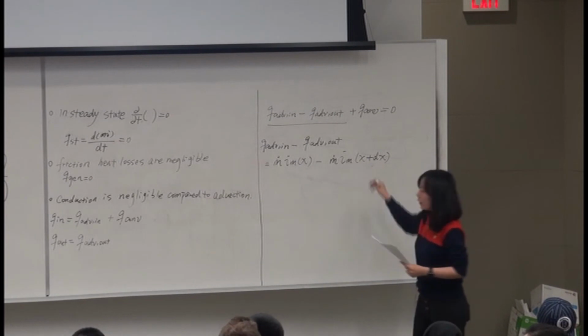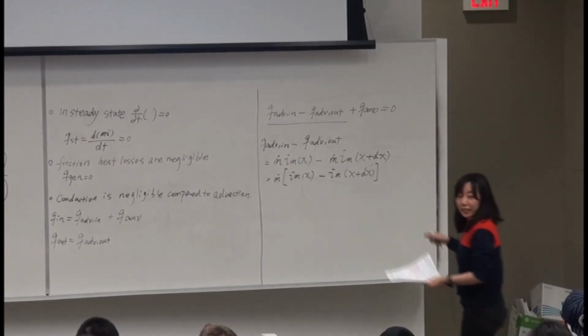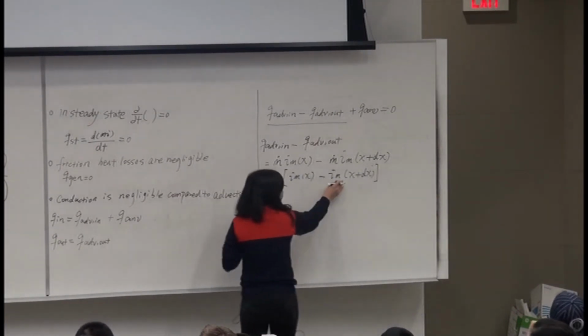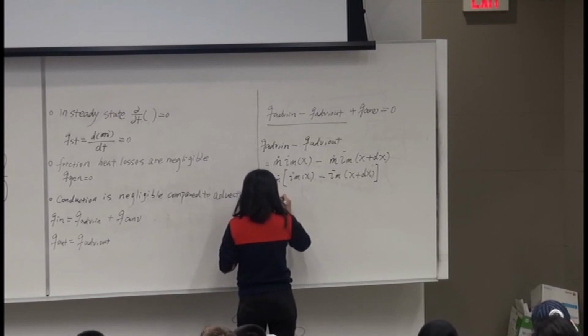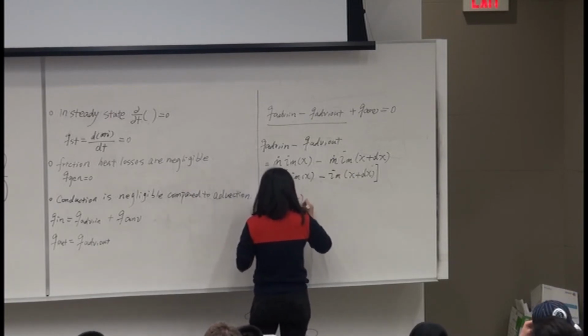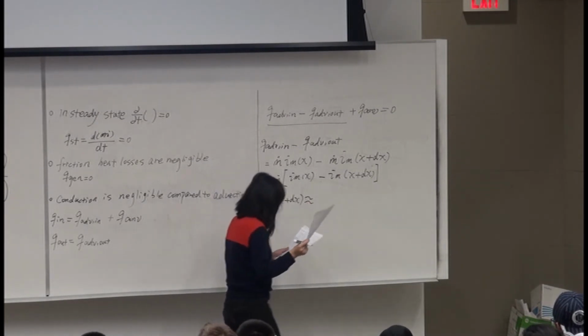What should we do next? Just expand the second bracket. Yeah. Taylor expansion, we expand this term, the mean entropy at the location x plus dx. And we will just use the first term of its Taylor expansion.